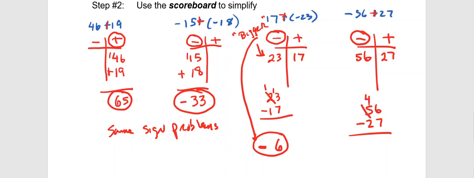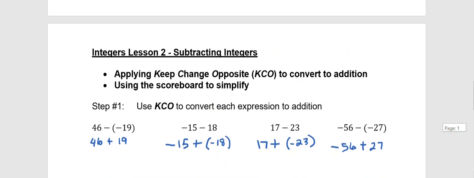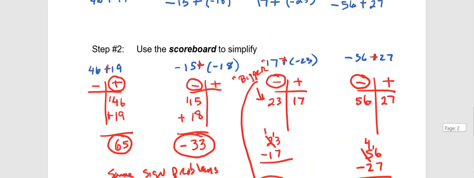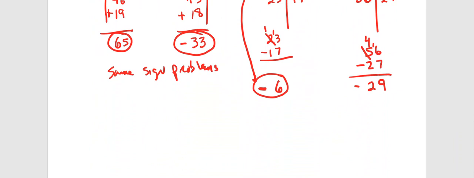Some borrowing again. Borrow from the 5. Bring the 1 over. 16 minus 7 is 9. 4 minus 2 is 2. And don't forget, our answer is negative. So negative 56 plus 27, the equivalent version after keep change opposite of negative 56 minus negative 27, equals negative 29.